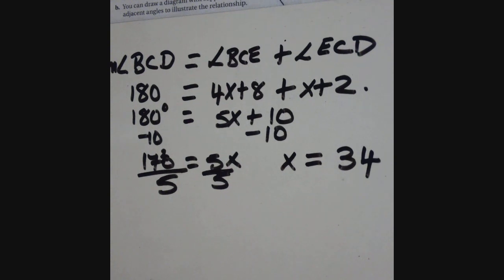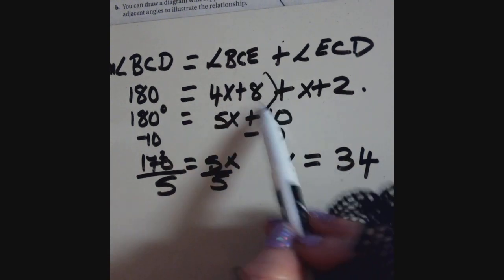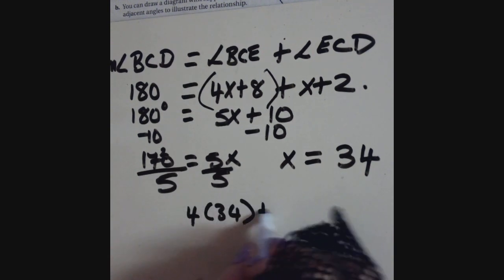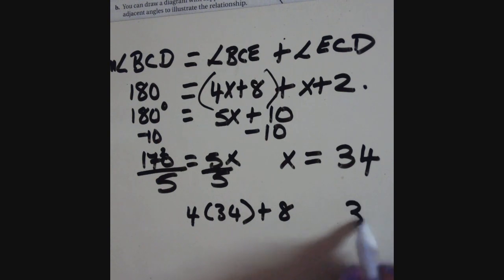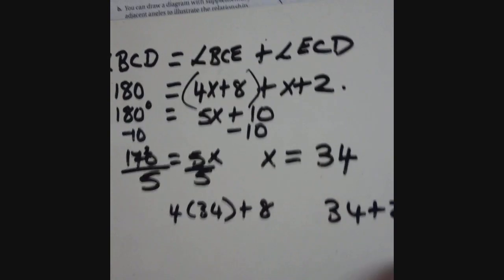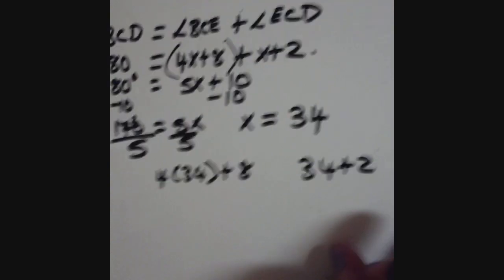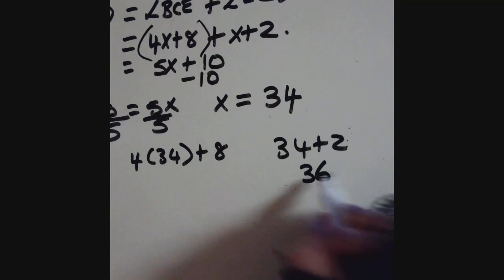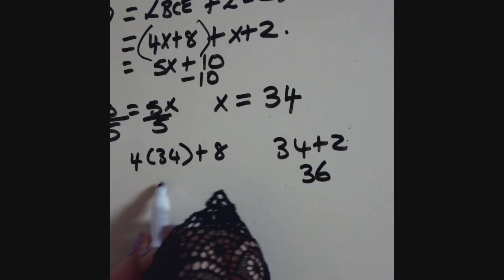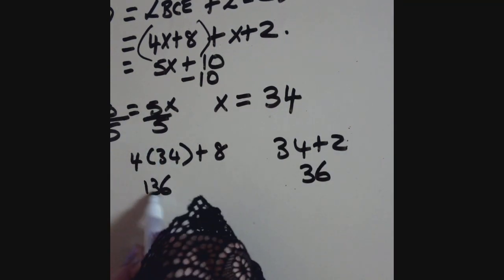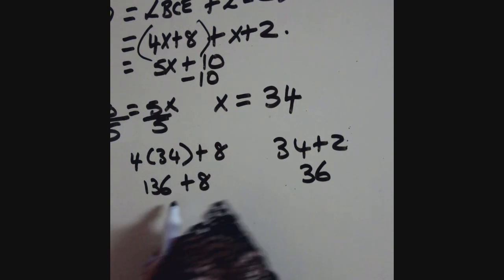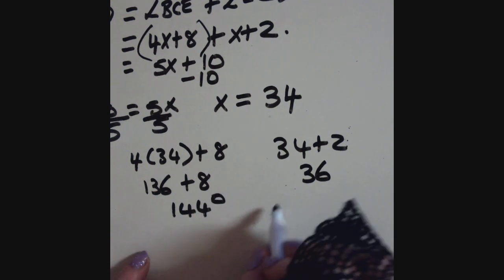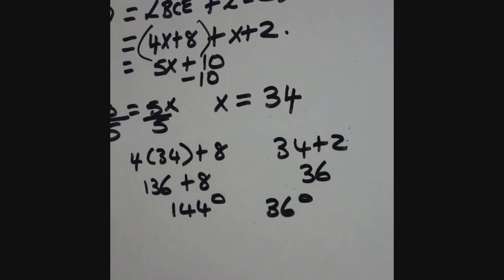But I have to go back and plug it in. So I know the bigger angle is 4x plus 8. So 4 times 34 plus 8. And the smaller one is 34 plus 2. Sorry, you can see it's trying to squeeze it all on here. So I know that this is 36. And 4 times 34 is 136, plus 8 is going to be 144. So one of the angles is 144, the bigger angle, and the smaller angle is 36.